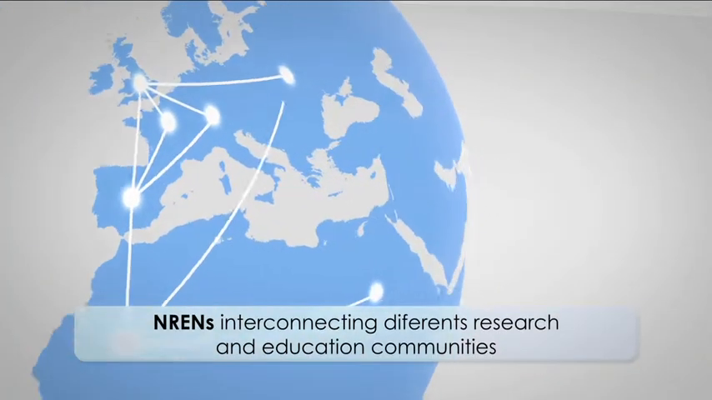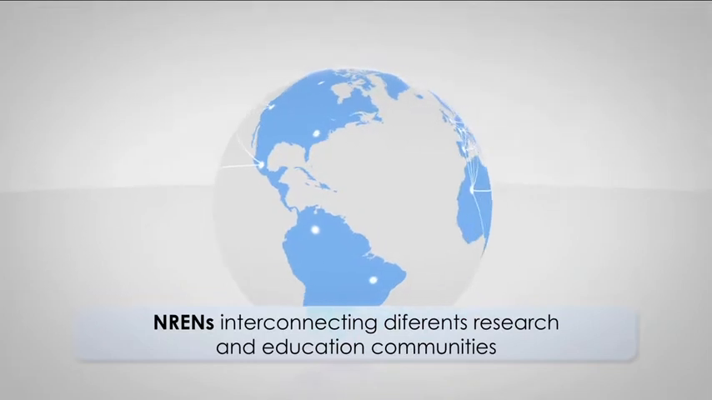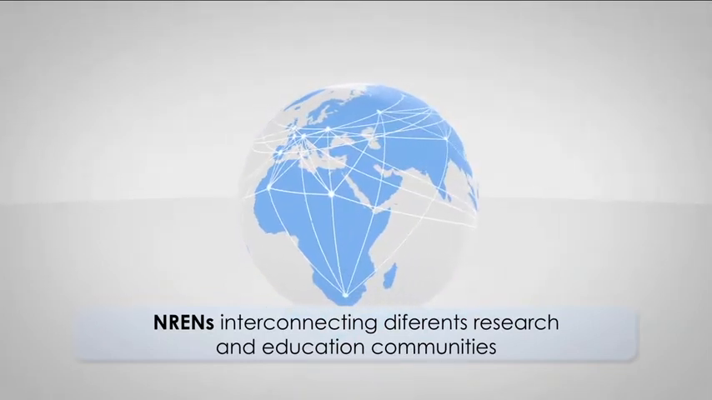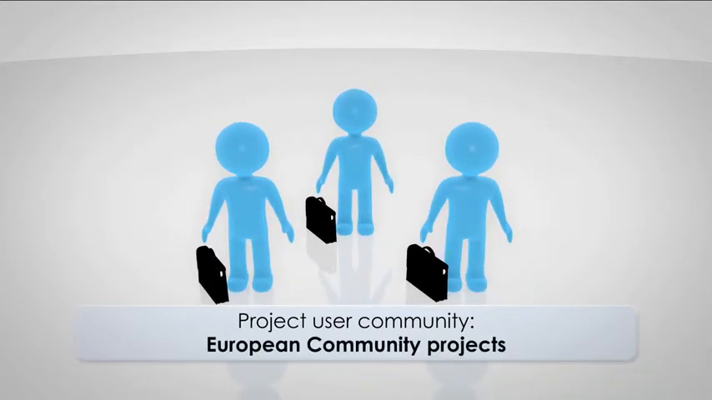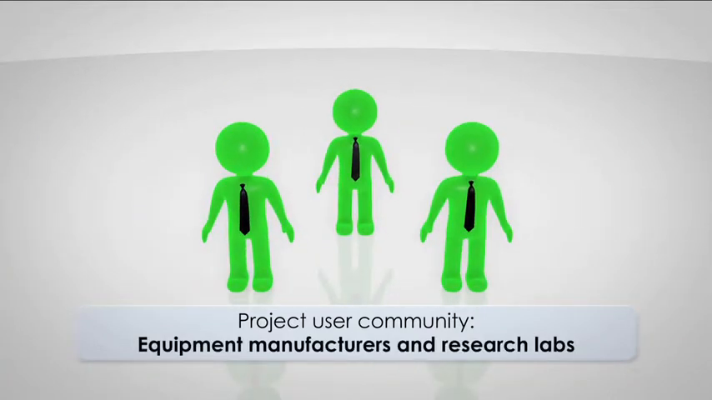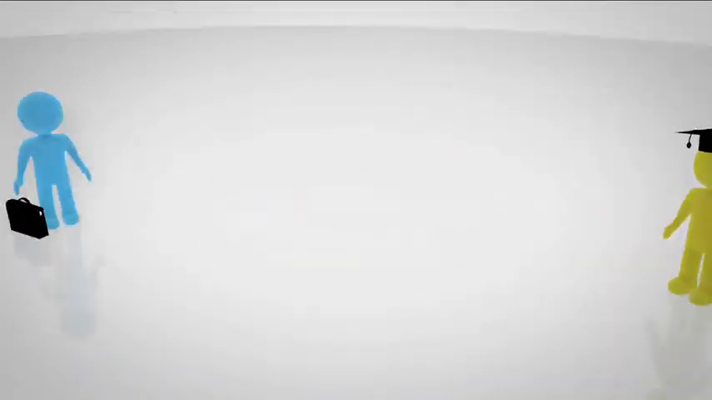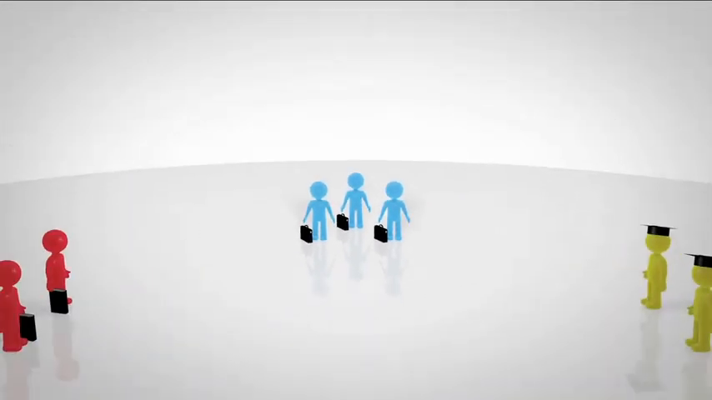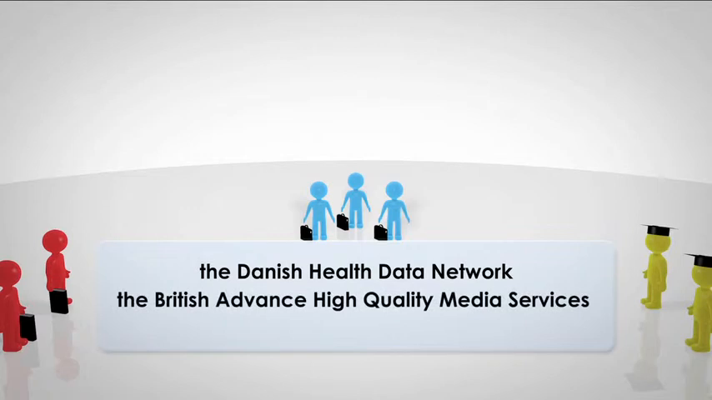Current national research and education networks in the world, NRENs, provide the necessary data communications infrastructure to user communities to exchange information and to collaborate together in world-leading research. User communities will be formed by several user groups: EC projects, research groups in universities or research centres, equipment manufacturers and telecommunications research labs. Individuals, for example, PhD students. Initially, 3 research communities will benefit from the IP network service: the Danish Health Data Network, the British Advanced High Quality Media Services, and the Irish National Grid Initiative.